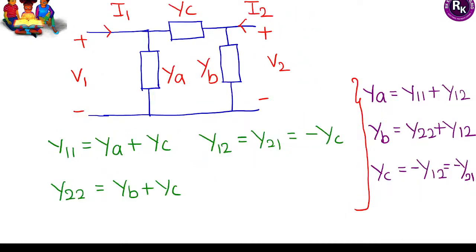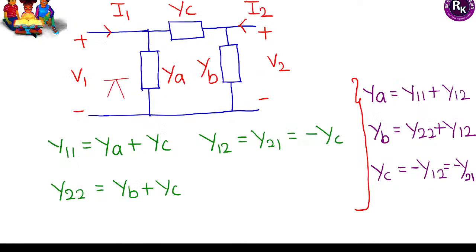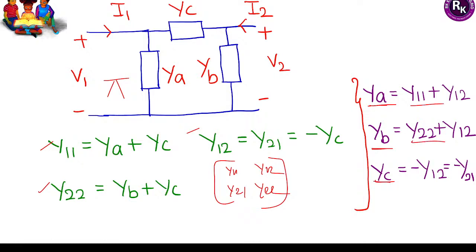Similarly, if a pi network is given, you will have to calculate admittance parameters. That is the easy way. If a pi network is given, go with admittance parameters; if a T network is given, go with impedance parameters. Here I already wrote the final solutions. If you are requested to calculate the values of Ya, Yb, Yc, its corresponding branch admittances, and they give you the two-port network with the values of Y11, Y12, Y21, Y22, you will have to find the corresponding branch admittances. By solving from here and here, I brought these relations, that's all.